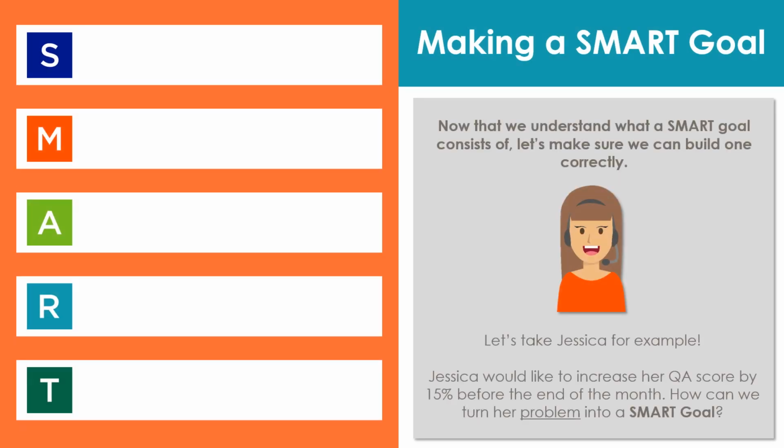Now let's take some time to make some SMART goals. Now that we understand what a SMART goal consists of, let's make sure we can build one correctly. Let's take Jessica for example. Jessica would like to increase her QA score by 15% before the end of the month. How can we turn her problem into a SMART goal? Specific. Increase her QA score. Measurable. An additional 15%. Attainable. No.